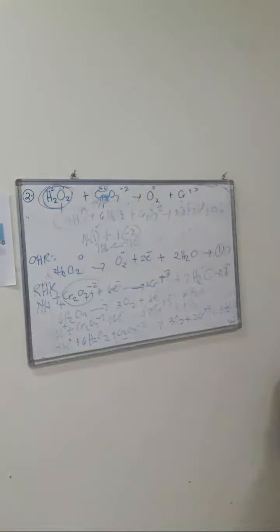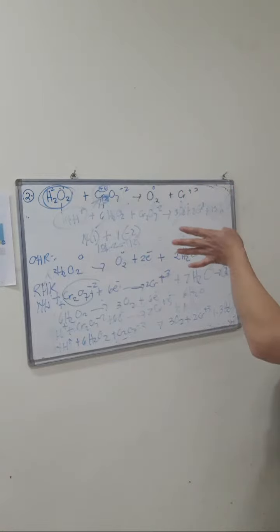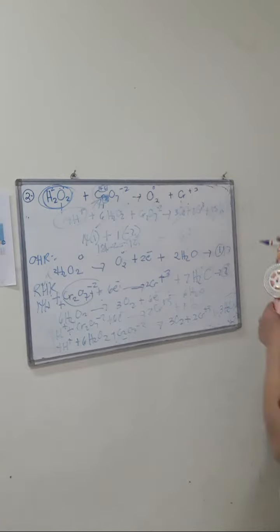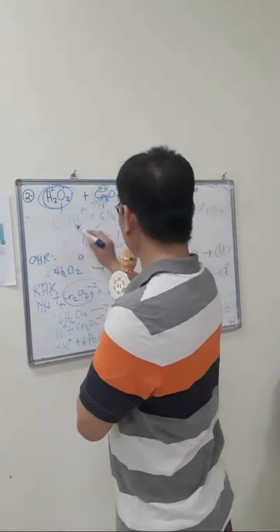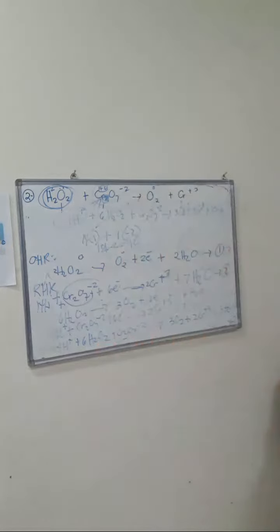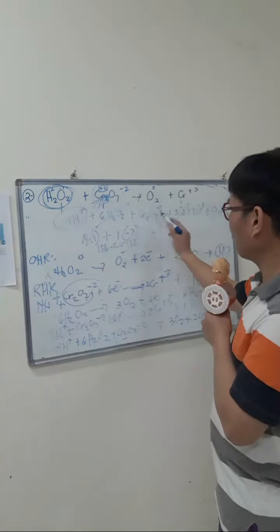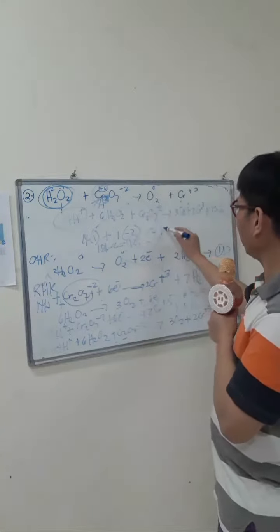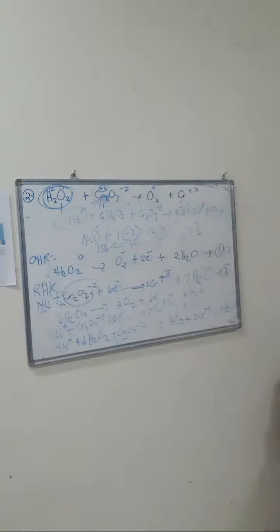Let's look at the atoms. H, 14 plus 12 is 26. Oh, hydrogen is balanced. See, hydrogen 26. Then oxygen is 12 plus 7, 19. Then oxygen here will be 6 plus 2. Oh wow, oxygen is balanced, in fairness. Chromium is 2 and chromium is 2.